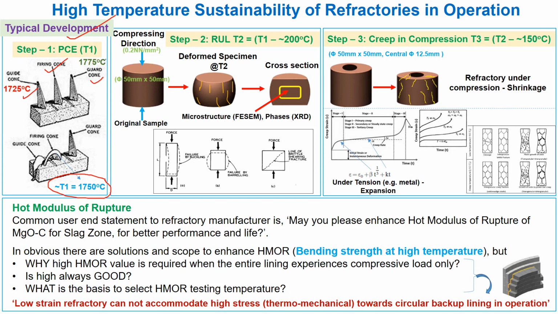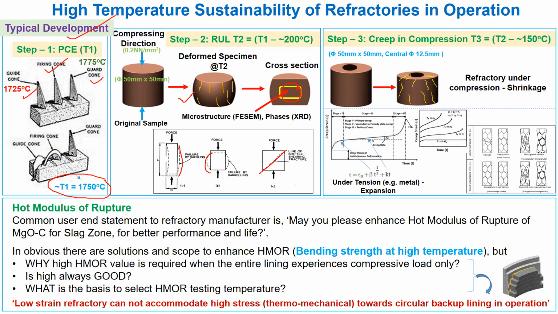Usually, this deformation or damage follows either buckling, barreling. This is one typical schematic of barreling, or shearing fracture, or combination of all above, depending on the refractory composition and in situ phase formation. Further, that can be confirmed after taking XRD and FESEM of cross section of the deformed specimen.